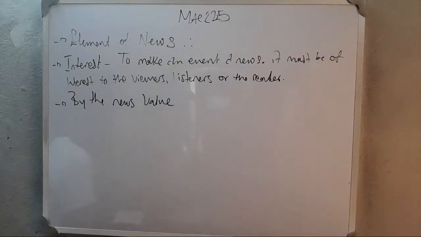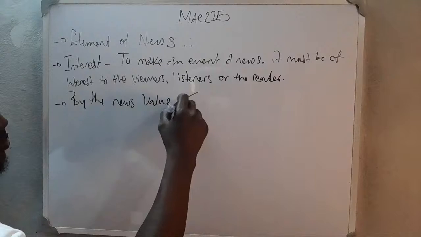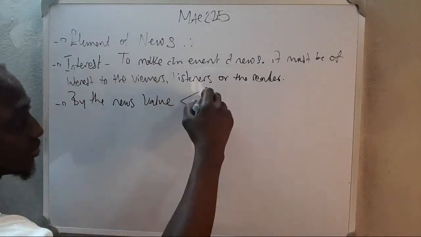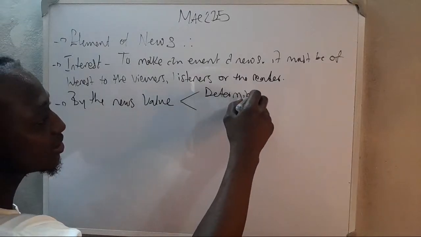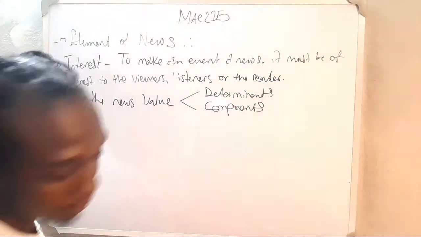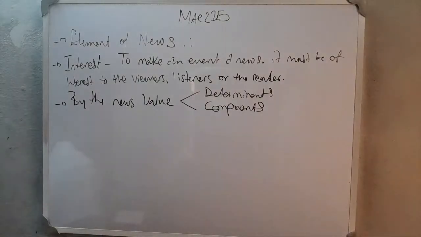Now let's continue. The elements that determine news value may be subdivided into two groups. They are determinants and components. Determinants and what? Components.